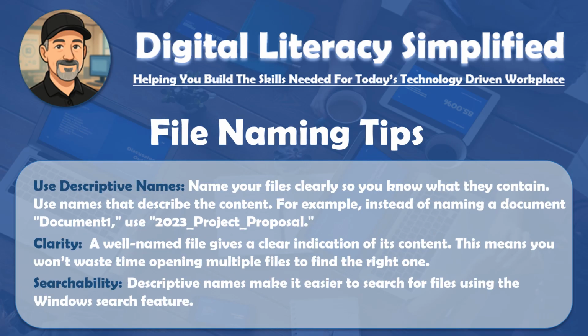So use descriptive names. Name your files clearly so you know what they contain. Use names that describe the content. For example, instead of naming a document "document one," which a lot of people do, use the year, the date the document was created, and an appropriate name. So for example, here, 2023 project proposal. Clarity: a well-named file gives a clear indication of its content. This means you won't waste time opening multiple files to find the right one, which I have done so many times. And searchability: descriptive names make it easy to search for files using the Windows search feature.